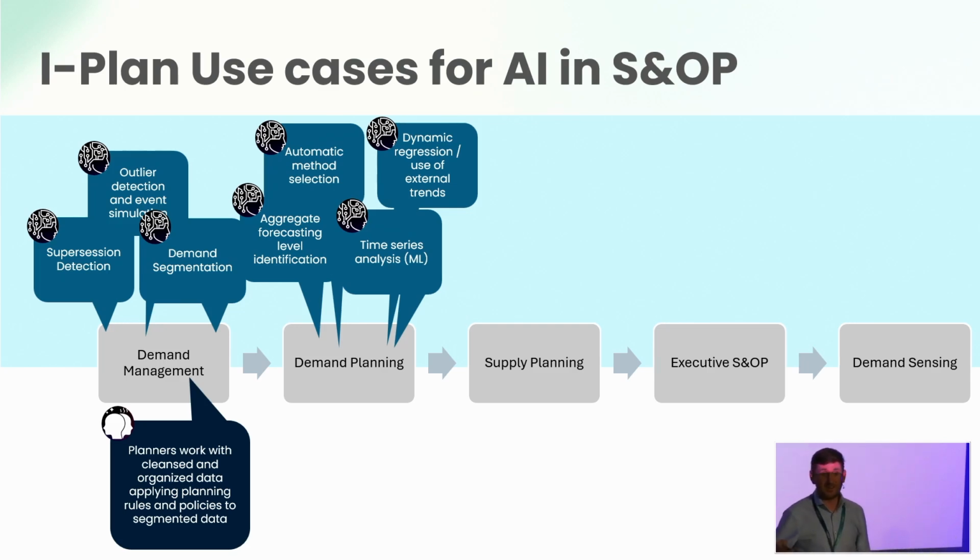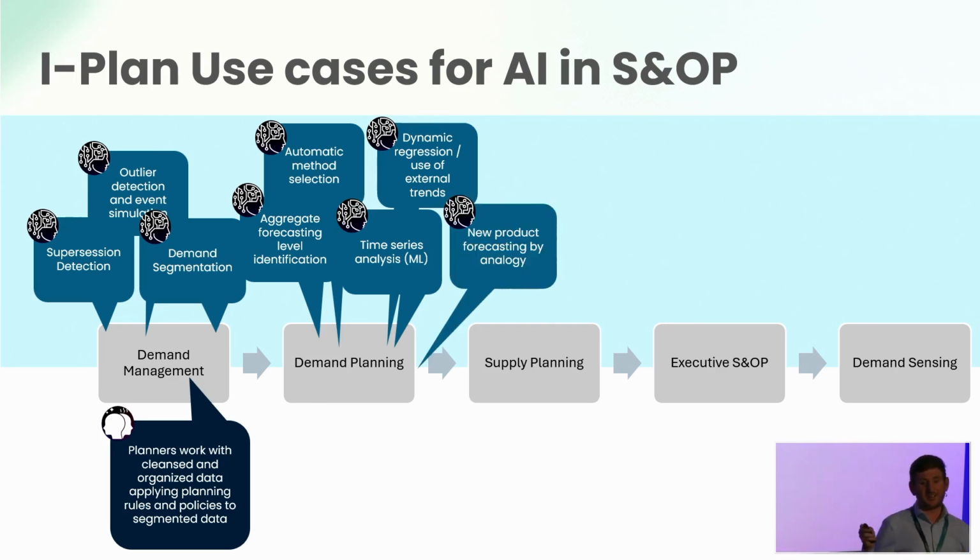Also allows us to bring in external trends, because focusing entirely on historical data to shape the forecast and the demand picture is no longer possible. So external trends are really important. And finally, new product introduction. So using the shape and picture of previously introduced products in order to shape the future picture.